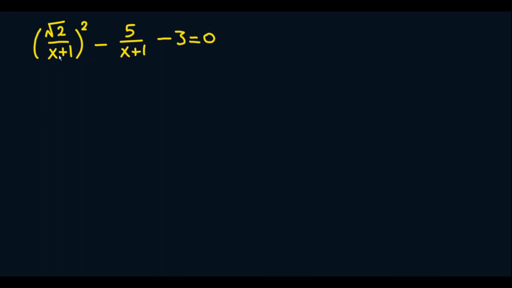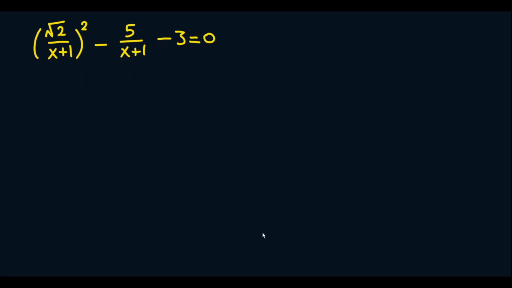So we have (root 2 over x plus 1) all of this squared, minus 5 over x plus 1, minus 3, is equal to 3. The goal here is to find the roots for this equation. The first thing we need to do is make it look a little bit cleaner so we can go through it. The basic, simple trick we need to use here is substitution.